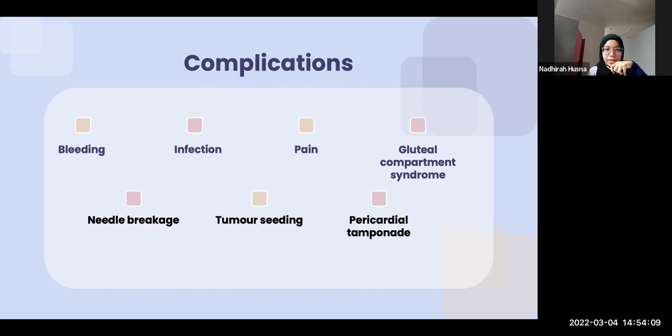Tumor seeding, for example, if the patient has a malignancy, the site where we puncture the needle can lead to tumor seeding over that area. And then for pericardial tamponade, it is usually associated with sternum bone marrow aspiration, whereby the doctor might accidentally go beyond the posterior surface of the sternum, so it can actually injure the pericardium.